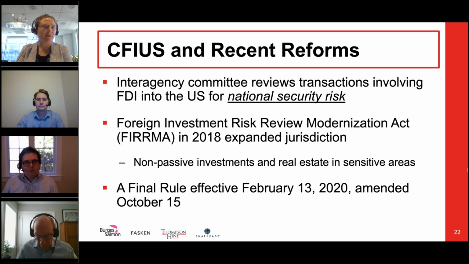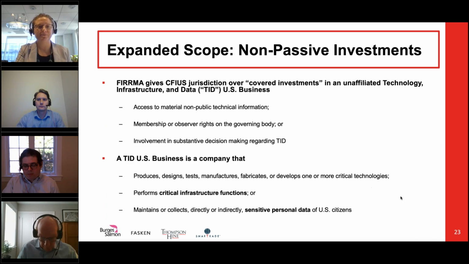There was a major expansion of CFIUS jurisdiction with the 2018 NDAA, that extended jurisdiction from acquisitions of control by a foreign person to a number of what I call non-passive investments, and we'll talk about what those are in a second, as well as real estate in sensitive areas. I won't talk about real estate very much, except to say that the regulations make it very clear when you have real estate in a sensitive area that's subject to CFIUS review. If you know where your real estate is, you can figure out if it's subject to review, whereas the other rules are more complicated. Then last year in February 2020 was the final rule implementing FIRRMA, and since then the provisions have been fully in effect.